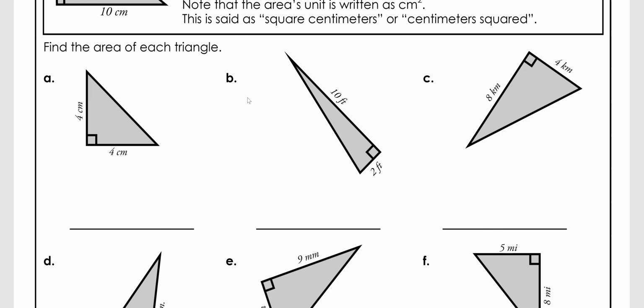A. So we have area equals 1/2 times the base times the height. So we have area equals 1/2 times the base, and the base is 4 centimeters, and the height is also 4.